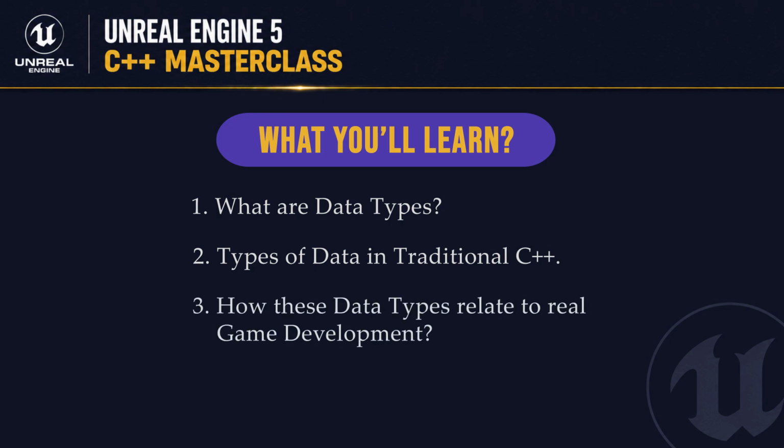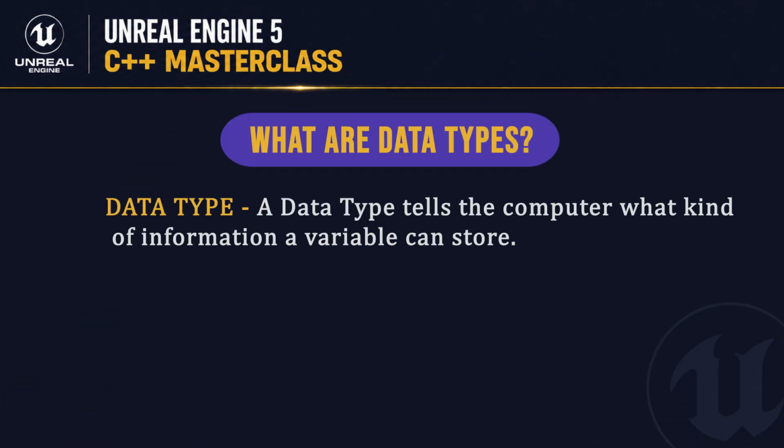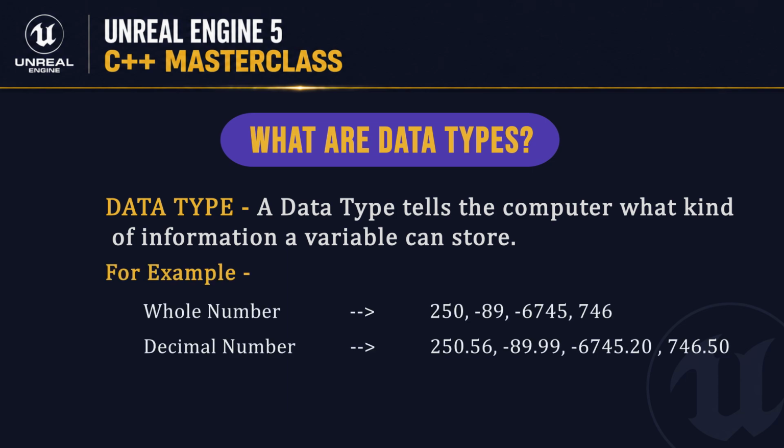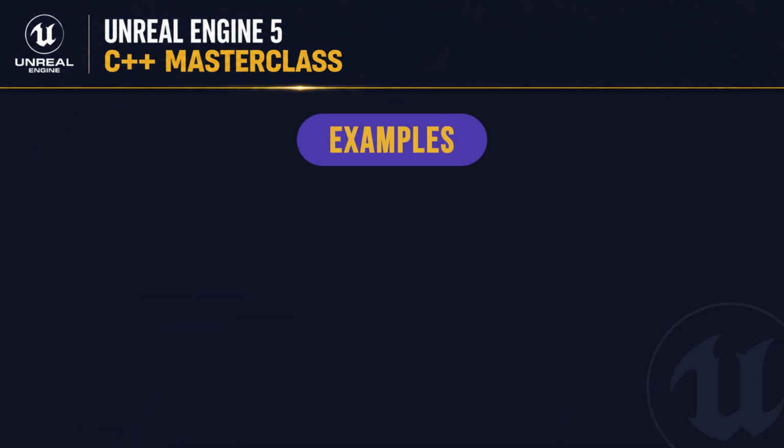Let's get started. By definition, a data type tells the computer what kind of information a variable can store. For example, a variable might store a whole number, a decimal number, a character, or a true or false value. Once the data type is known, the computer knows how much memory is needed. It also knows how that data should be handled. Let's understand this with an example.